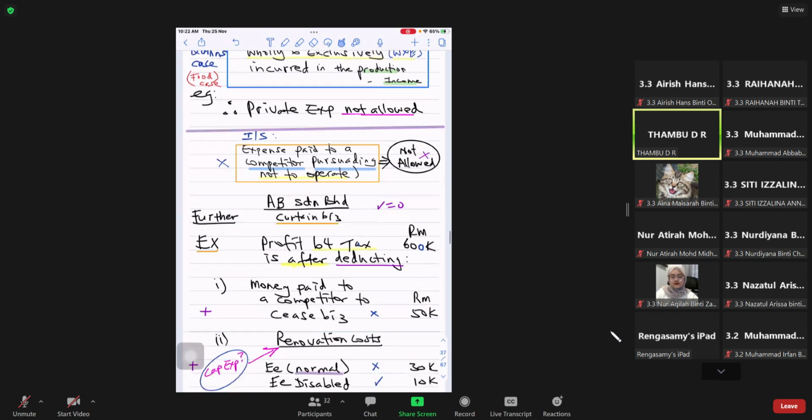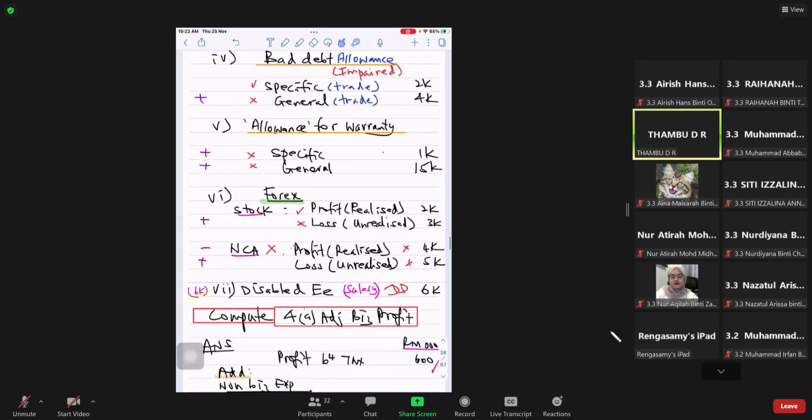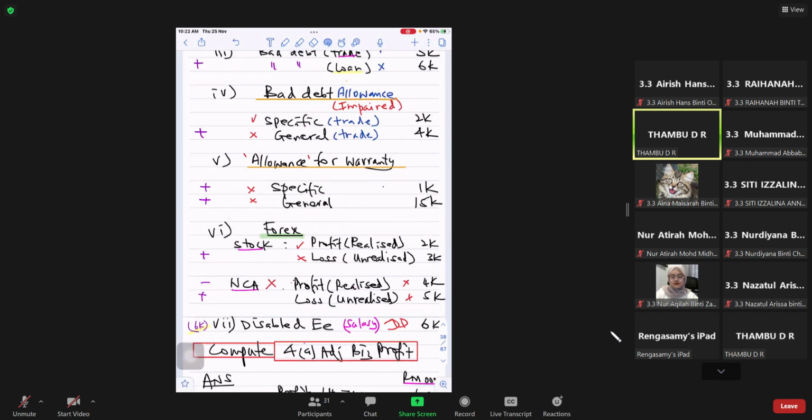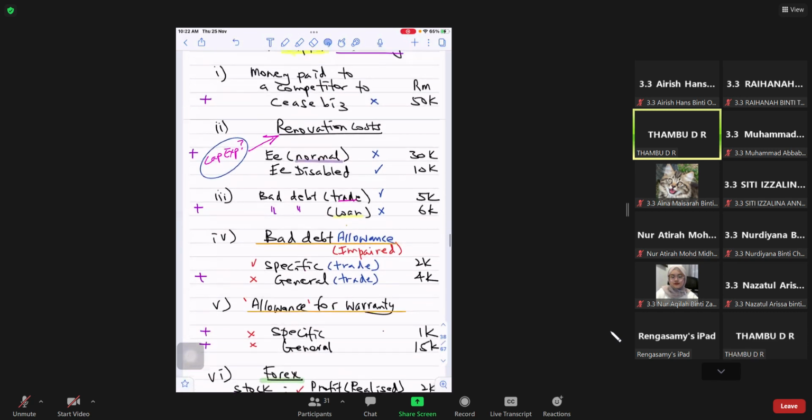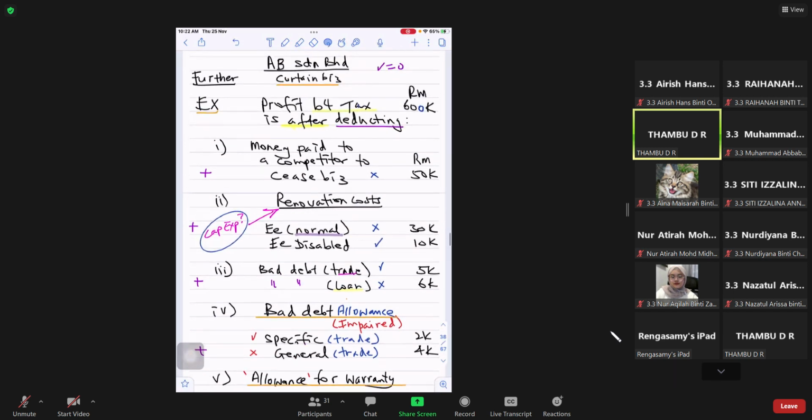So let's look at this question. They want you to work out the adjusted profit. You will start with this figure, profit before tax after deducting the following. So you'll start with this figure. Let me check the analysis. If it is okay, nothing to do. Not okay, I will add back. Now you look here.